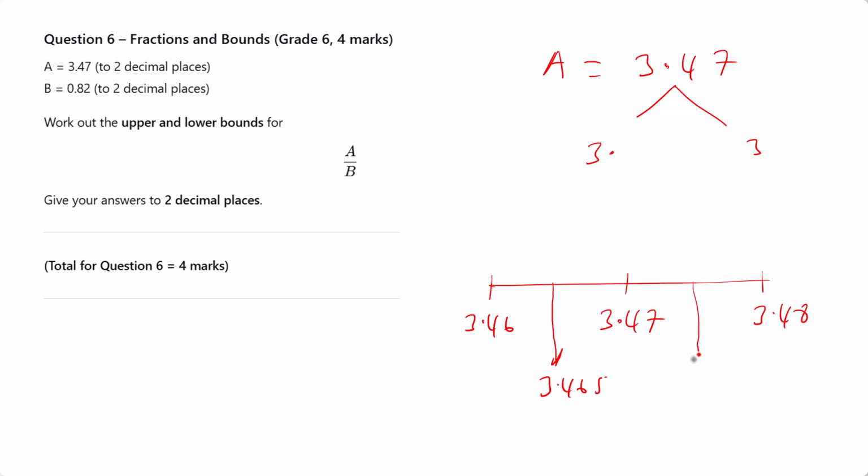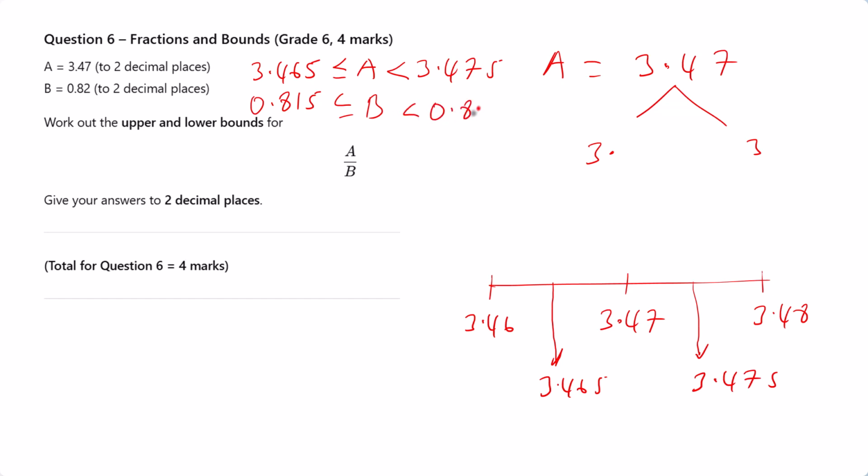Then it will have been less than this boundary here. Again, I add together and I divide by 2. So that's that. So this A, there's something called the error interval. The smallest number that A could have been would have been 3.465, but less than 3.475. So this is the range of A. The same thing you're going to do with B, the same approach. So B will be bigger than 0.815 if you do the same approach, but less than 0.825.